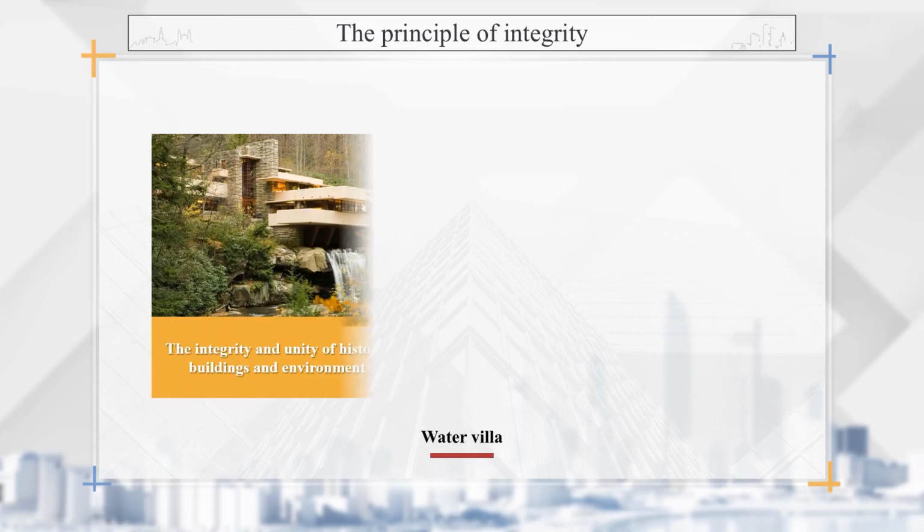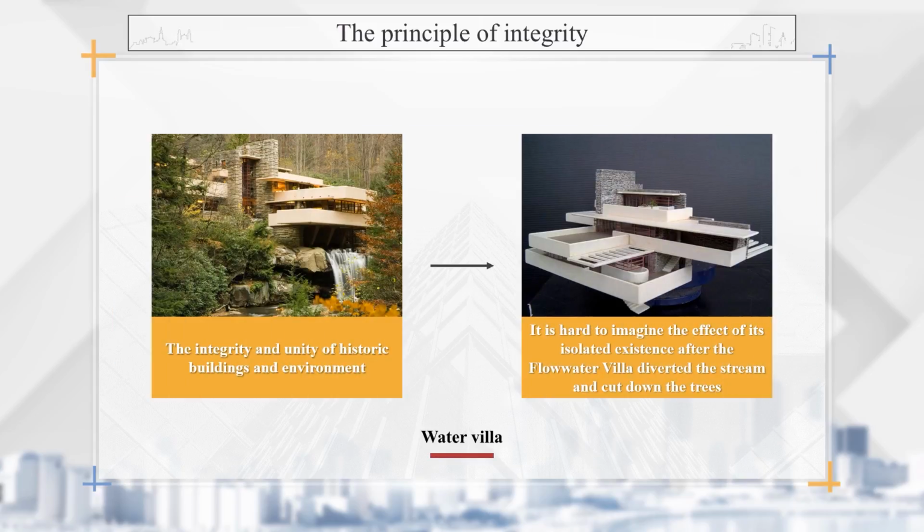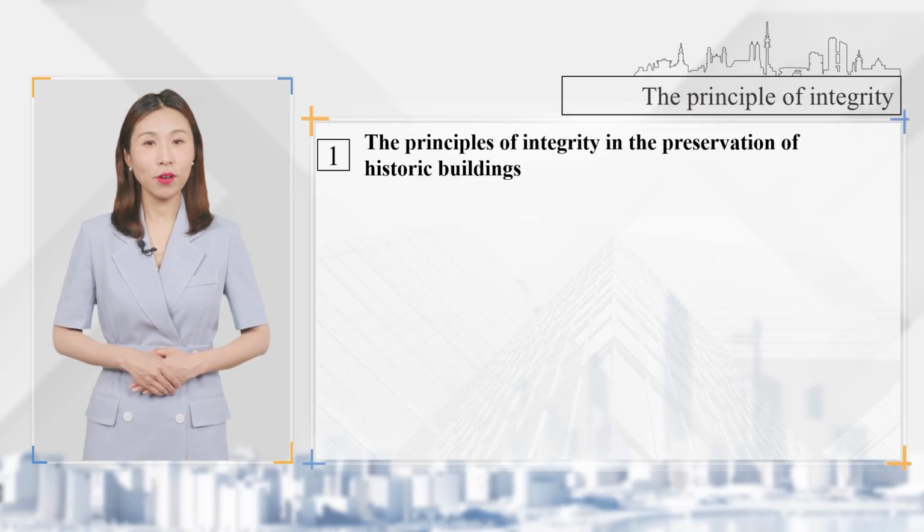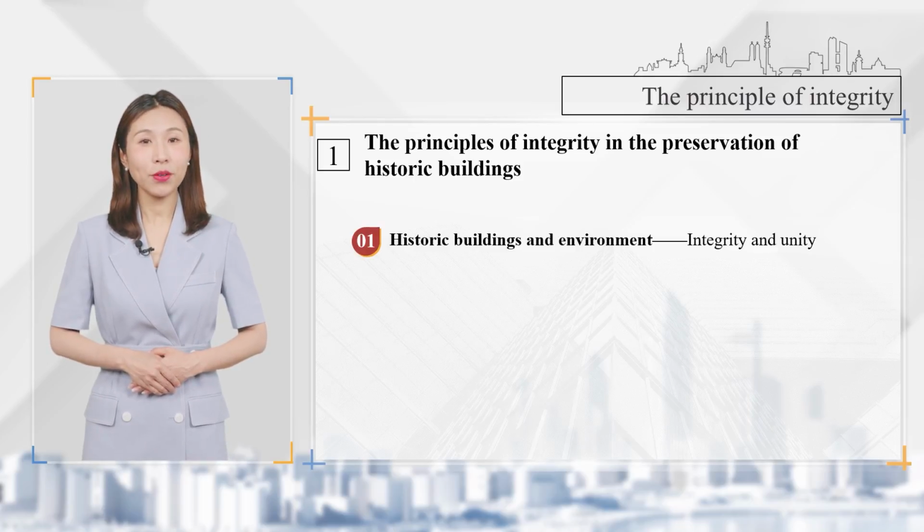It is hard to imagine the effect of its isolated existence after the Fallingwater villa diverted the stream and cut down the trees. The preservation of historic buildings requires the integrity and unity of historic buildings and environment. Only unity and integrity can make the flawed individual sublimate into a meaningful and valuable whole, which is the first point of the integrity of historic building protection.